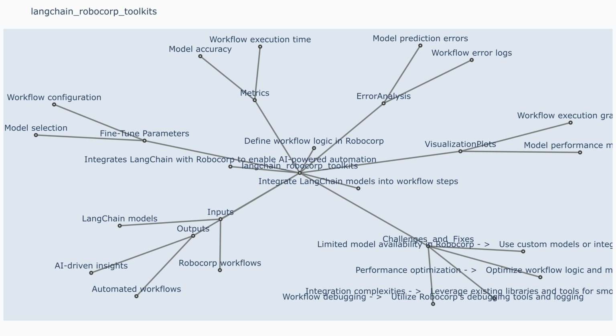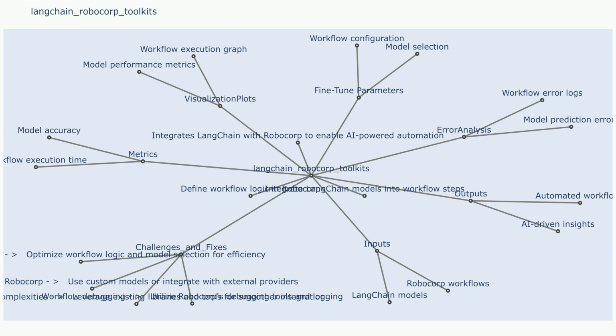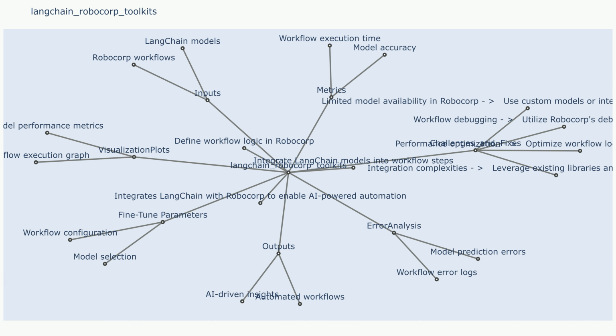Langchain Robocorp Toolkits. Description: explain in detail. The Langchain Robocorp Toolkits provide a powerful combination of Langchain's natural language processing (NLP) capabilities with Robocorp automation platform. This integration empowers users to automate tasks that involve interacting with complex data sources, such as websites, databases, or APIs, using natural language commands. Inputs.